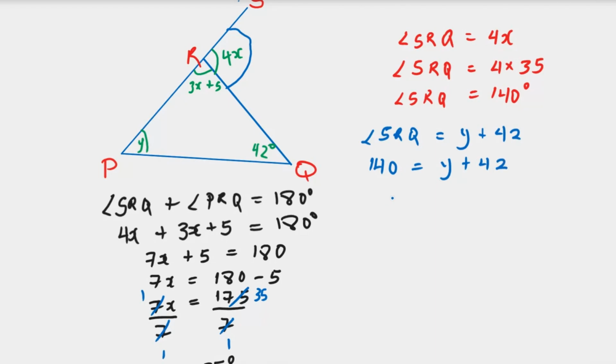So I have to subtract 42 from both sides, and that's going to give me 140 minus 42 equal to y. So when you do that, you will see that y is equal to 98. So that's the value of y, that is 98 degrees. Let's move on to the next question.